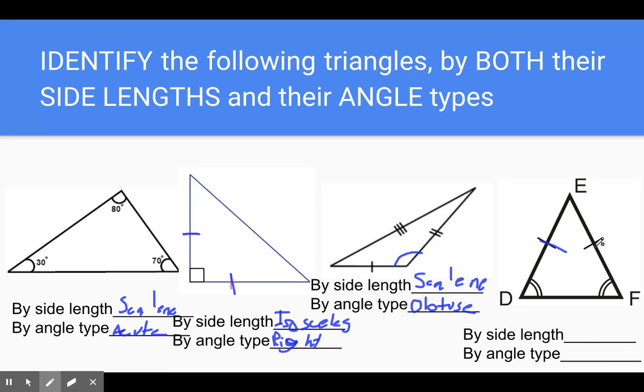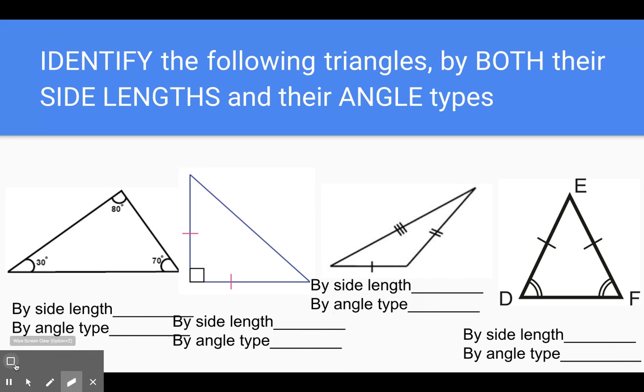Okay, by side length, once again, two congruency lines. That means it is an isosceles. All right, again, no actual numbers. We know that these two angles are congruent to each other, but it doesn't say what numbers they are. But again, very obvious, all of these are less than 90 degrees, which means they are acute. Okay, so again, just some examples for you.